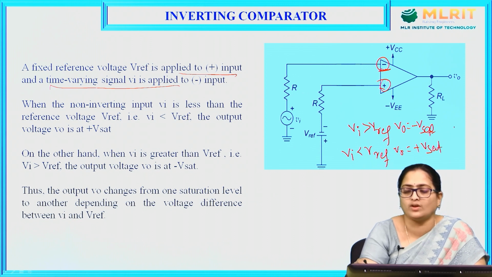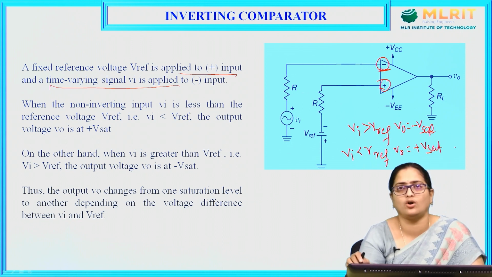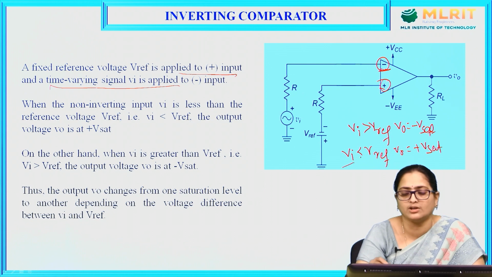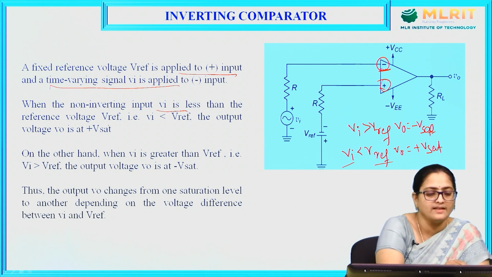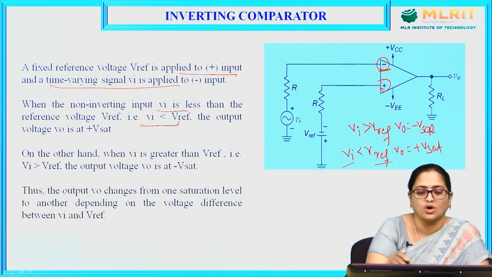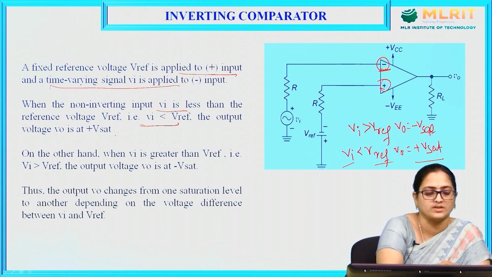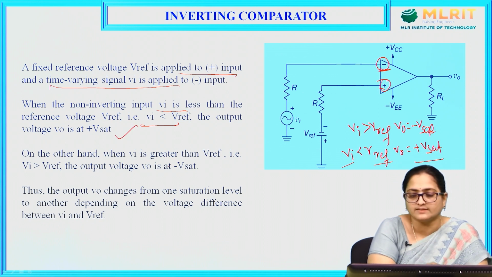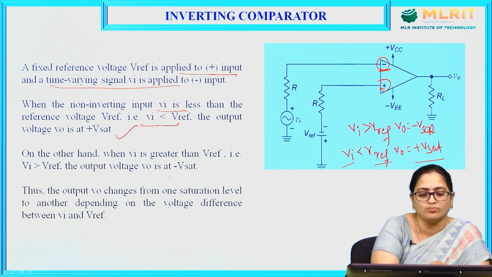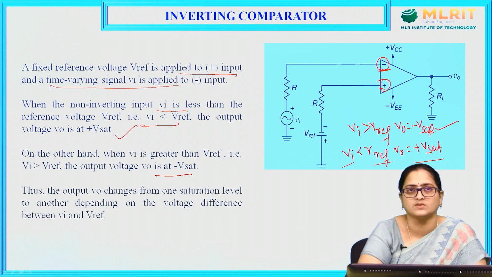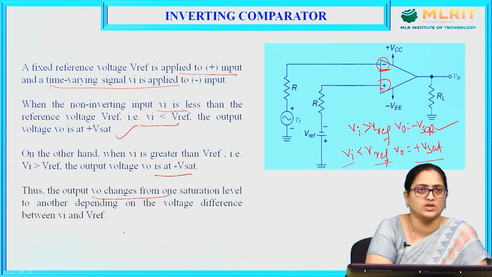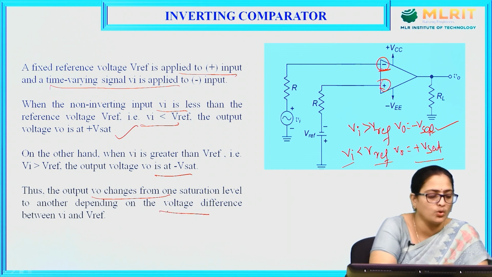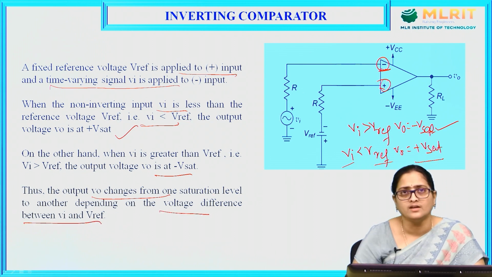It switches between minus V sat to plus V sat or plus V sat to minus V sat depending upon the Vi and V reference. When non-inverting terminal Vi is less than the reference voltage, the output is providing a plus V sat. When Vi is greater than V reference, then the output voltage is producing a minus V sat. Thus, the output voltage changes from one saturation level to the other depending upon the voltage difference between Vi and V reference.